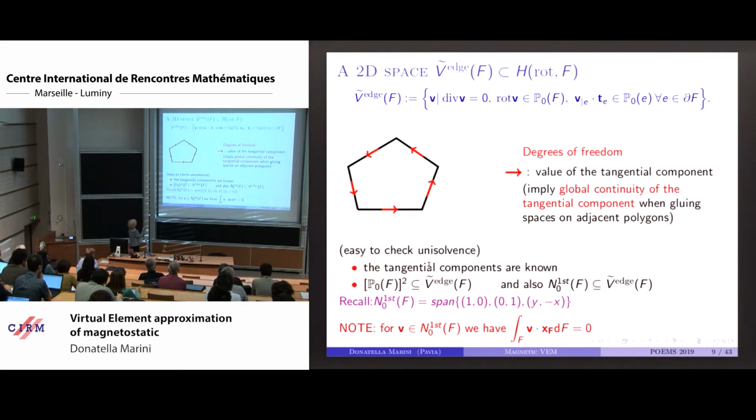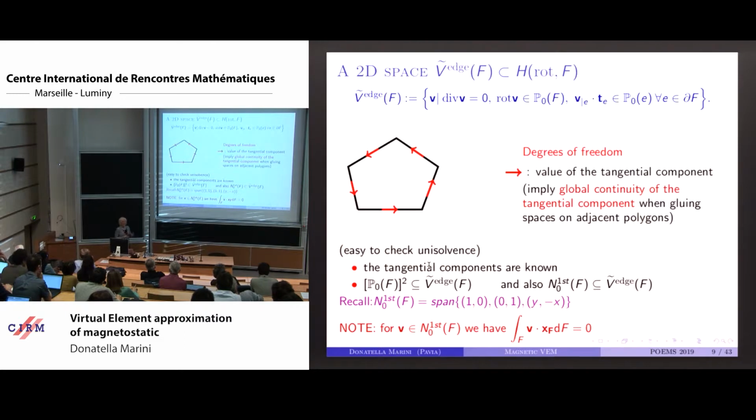And on these functions, we know perfectly the tangential component. We know that the constant, the vector with constant component are included there because they verify that, but also Nedelec first kind are included. For those of you less familiar with mixed finite elements, Nedelec first kind is the space generated by these three vectors, the two constant and then the vector y minus x. And it is easy to check that for this kind of elements, this integral is 0. They verify integral of v against xf equal 0.